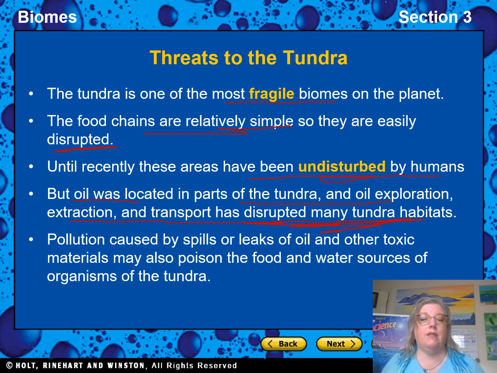of the tundra habitats. Then pollution caused by ocean spills or leaks of the oil and other toxic materials will also poison the food and water sources of the organisms of the tundra. So it's a very, very fragile biome. The stuff we're doing is tearing it to pieces.